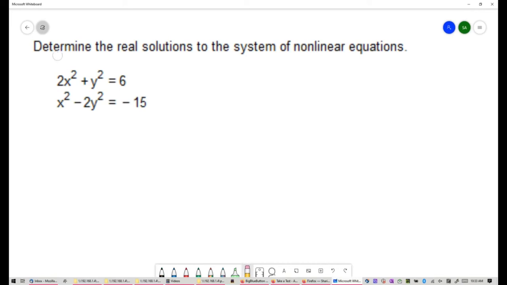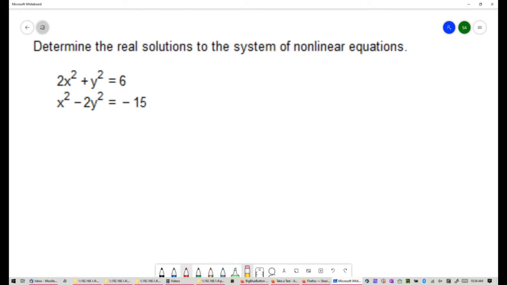For this one, we want to determine the real solutions to the system of the nonlinear equations. We have 2x squared plus y squared equals 6, and x squared minus 2y squared equals negative 15. On this example, I can use either the substitution method or the elimination method. This is really similar to the example that we just did. Since we used the elimination method in the previous example, let's try the substitution method on this one.